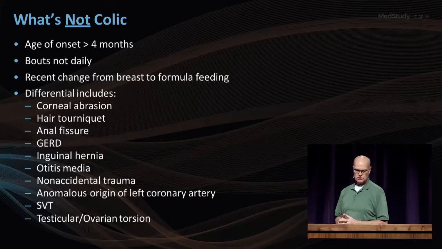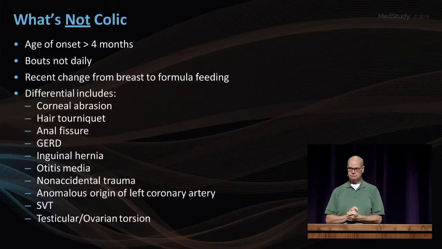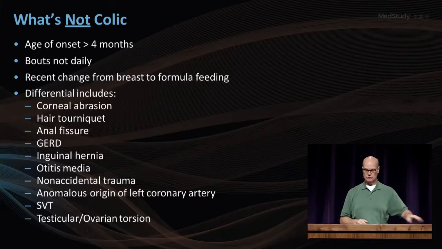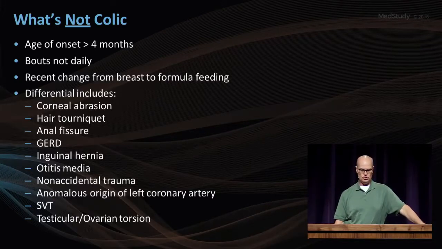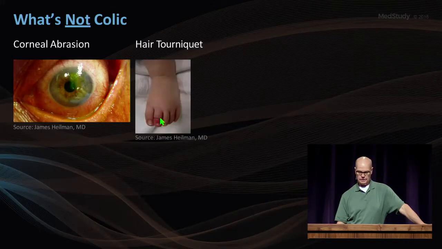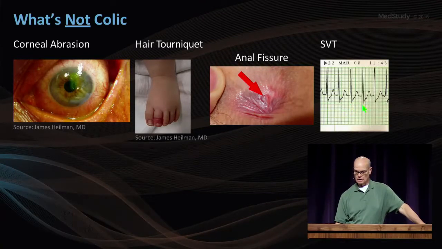And the differential diagnosis can be long: corneal abrasion, hair tourniquet, anal fissure, GERD, a hernia, otitis, non-accidental trauma, anomalous origin of the coronary artery, SVT, or torsion. So there's a lot of things to think about. So corneal abrasion, again, abrasions are translucent, ulcers are opaque. Hair tourniquet, anal fissure, SVT, just as some examples of what might look like colic and what to keep in mind.